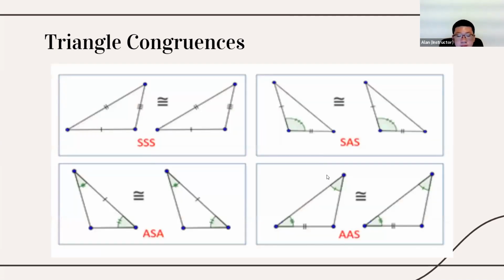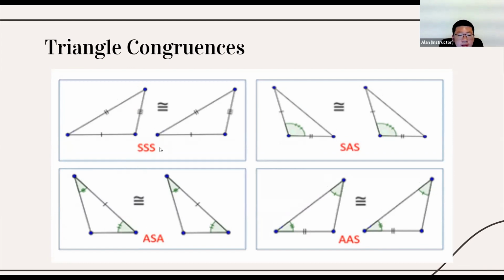So here's a more detailed view. As you can see, with SSS, if they give you all three sides, then you know that they're going to be the same. If you have a side, the angle in between, and the side, you know they're going to be congruent. Also, as you can see with the angles, the side that's shared by the two angles, if they give you the measure of the angles and the side length, then they're going to be congruent. And finally, they give you two angles and a side that's not shared, and if they're equal, then the two triangles are going to be congruent.